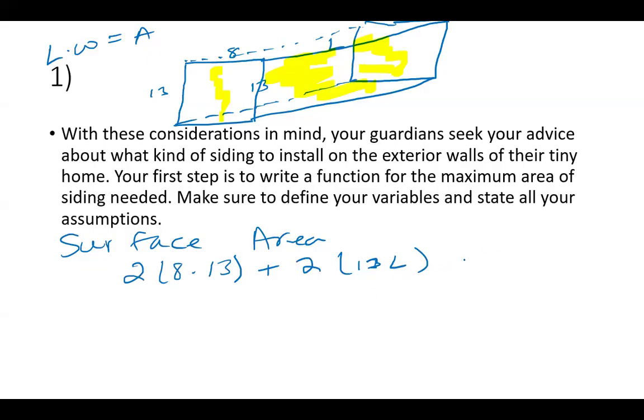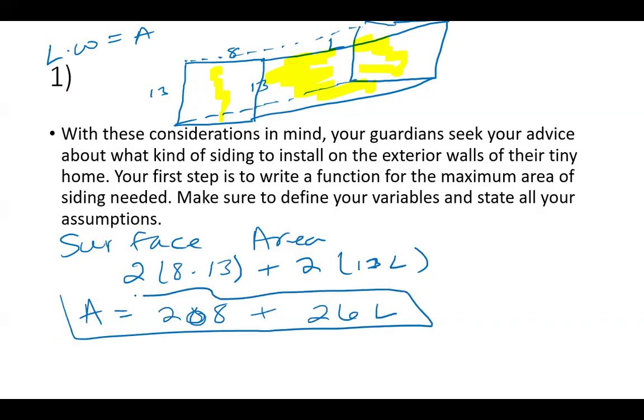Would that be our function? Yeah. Can I clean the function up, though? Yes. So what would our function clean up to be? 8 times 13. What is it? 104 times 2 is? What's 2 times 13? So here is our formula for our parents to figure out how much siding they need. I'm assuming they're going to put the siding and then cut out the holes for the windows and doors. And we're not going to worry about that because that's way more math than we want to do.